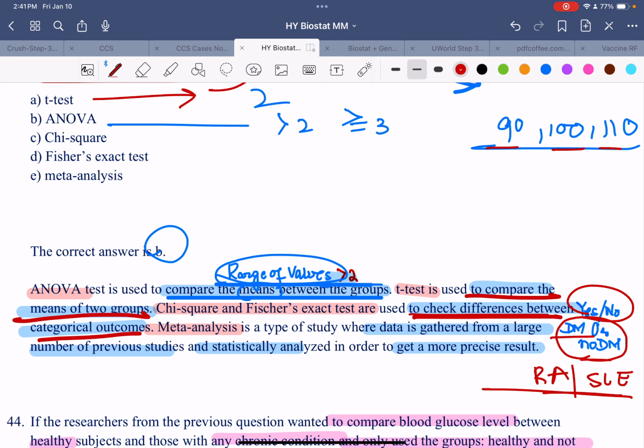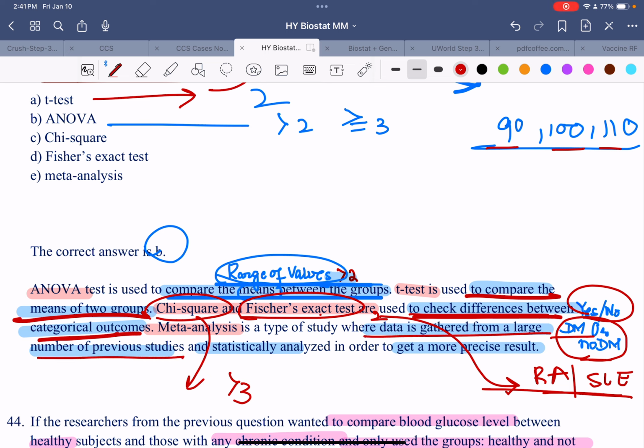Then to check the difference between categorical outcomes, if we just had two diseases such as RA and SLE, that would be the Fisher's exact test. But if we have more than two, then that would be known as the chi-square test, right? And whenever data is gathered from a large number of previous studies and then analyzed to get more precise results, that is known as a meta-analysis.